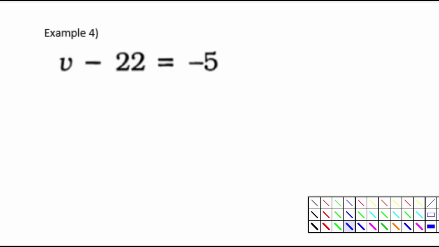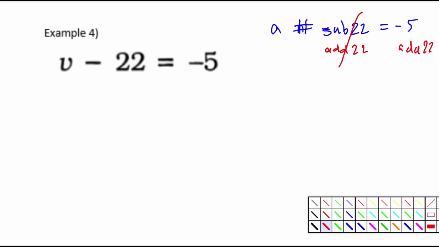So again, v is just any number. So we have a number, I'm using the number symbol. So a number subtract 22 is equal to -5. So what's the inverse operation of subtracting? Just add. So how about we just add 22 to both sides of my equation? Because if we do that, these will cancel out. So all you have to do to solve this problem is add 22.